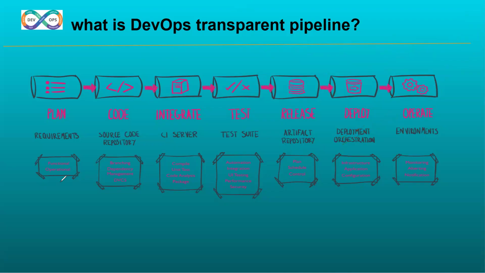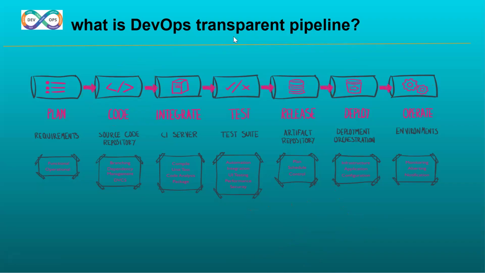Clear? Let me repeat again. We're going to be making working software and delivering it into the production environment within the shortest time, with high quality and low cost. That is exactly the DevOps transparent pipeline.